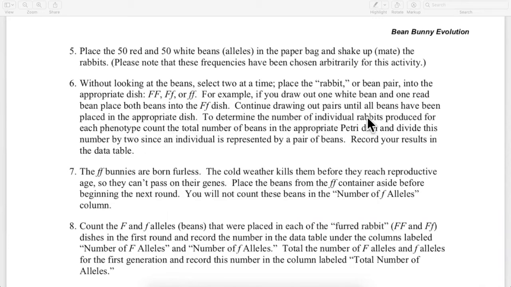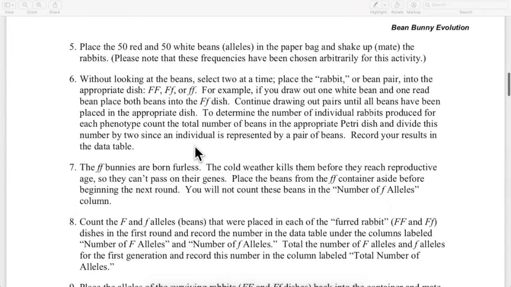To determine the number of individual rabbits produced for each phenotype, count the total number of alleles in the appropriate dish and divide this number by 2, since each individual represents a pair of beans. Meaning, if you pull out 2 alleles, that counts as 1 rabbit. If you pull out 4, that counts as 2, because every rabbit has 2 alleles. If you have 8 alleles, that counts as 4 rabbits. Record your results on the data table.